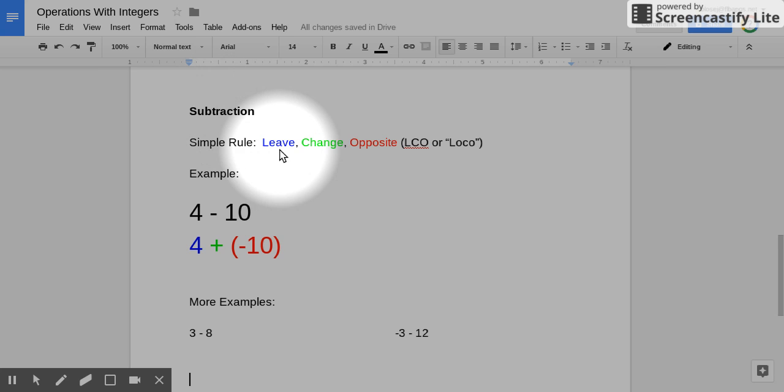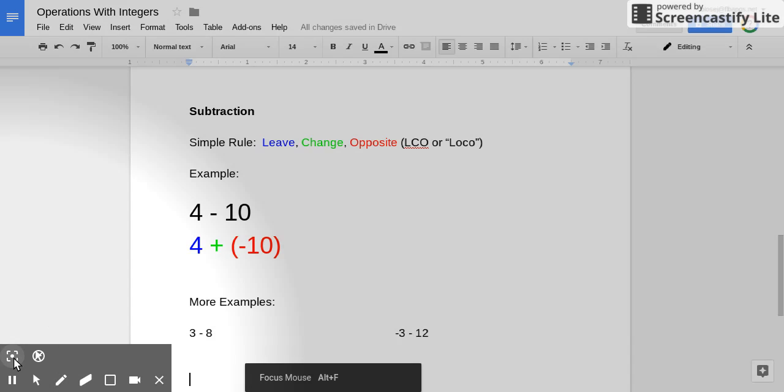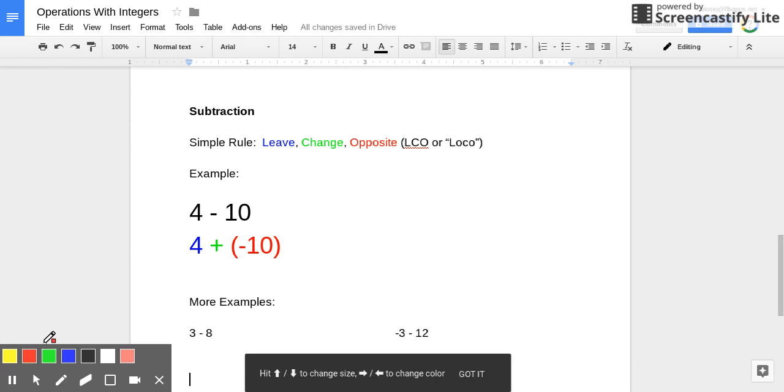It is to leave, change, opposite. Some people call this LCO. Some people think we're crazy and we say it's LOCO, but it's leave, change, opposite. Now we color coded this for you today to help you identify the numbers that we're talking about each time. So I'm going to go ahead and turn that back off. Let's go back to our pen.